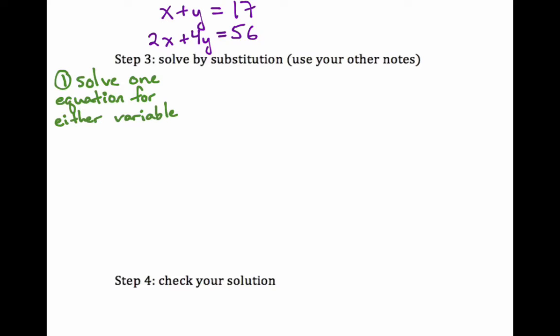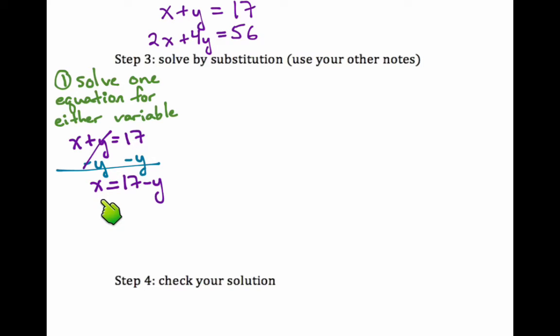So we decided to take the top equation, X plus Y equals 17, and just to be different, I'm going to go ahead and solve for x this time. So I'm going to subtract y from both sides to isolate x. When I'm trying to solve for x, that means I want to get it by itself, get rid of everything else. Okay, so I subtract y from both sides. I end up with x equals 17 minus y. Okay, now I've isolated, I've solved for a variable. It doesn't do me much good right now, but what I know is that x equals this expression.